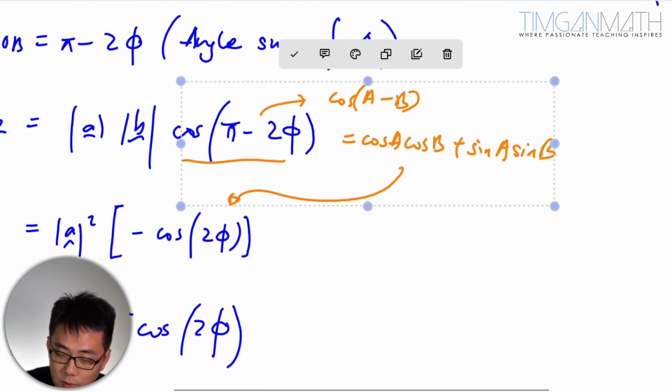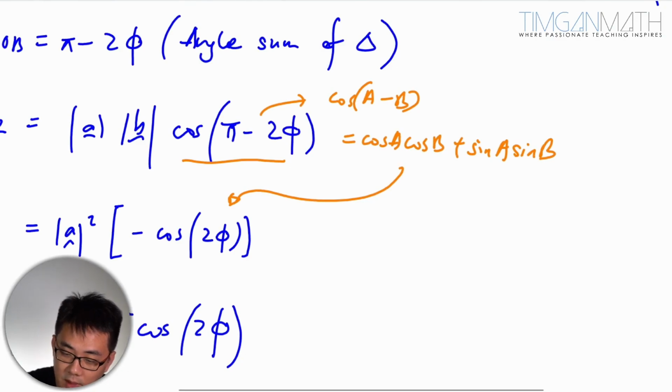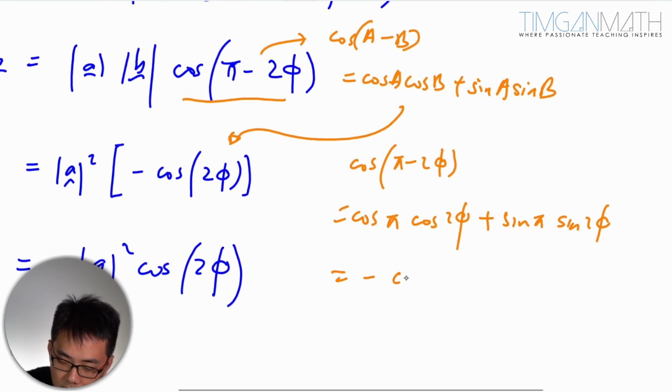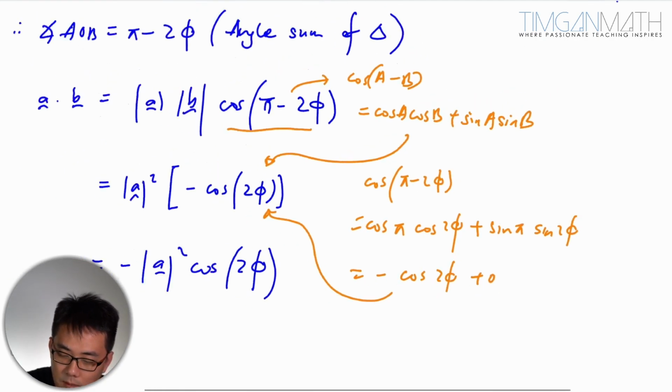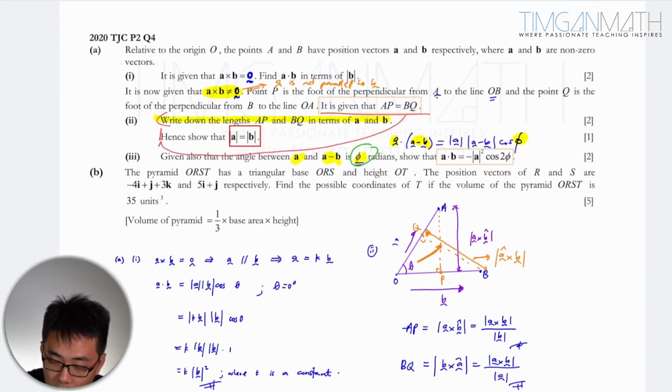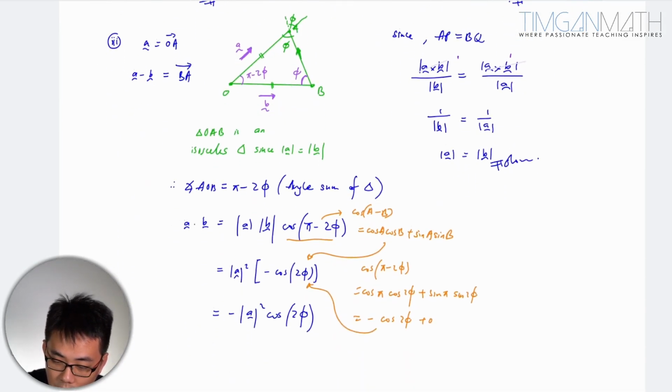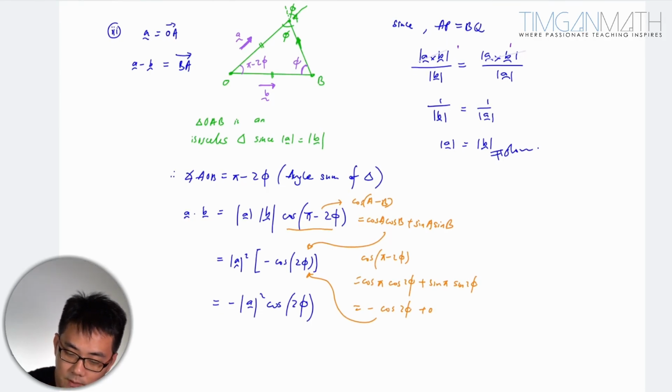But if you are not too sure, like I said, you can just use this formula here. So cosine pi minus 2 phi is equals to cosine pi cosine 2 phi plus sine pi sine 2 phi. This is negative cosine 2 phi plus 0. Okay. So that's it. Shown. Just like that.